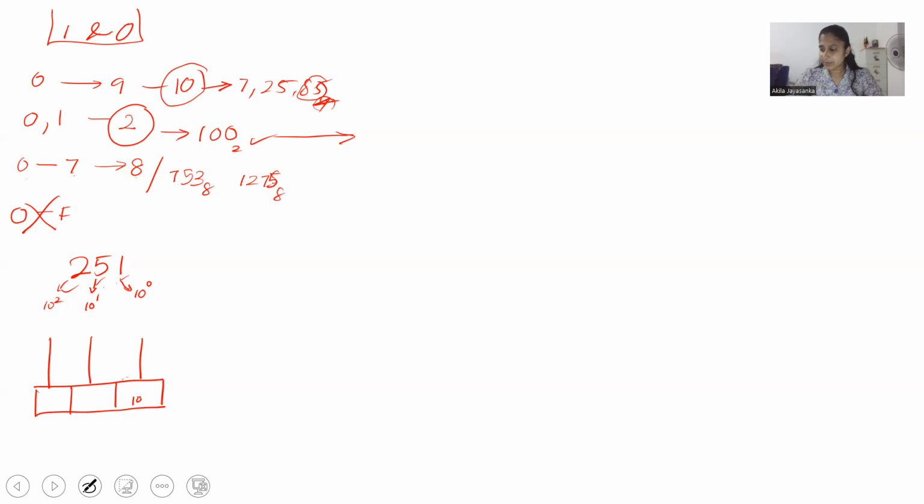This place we can represent as base 10 to the power 0, 10 to the power 1, and 10 to the power 2. Right? So this one we can represent using 1 ball, 5 we can represent using 5 balls, 2 we can represent using 2 balls. Right?